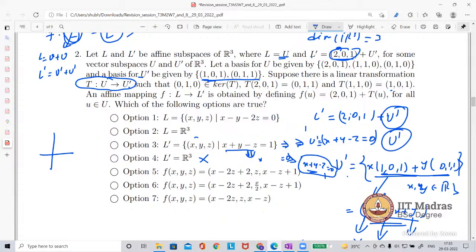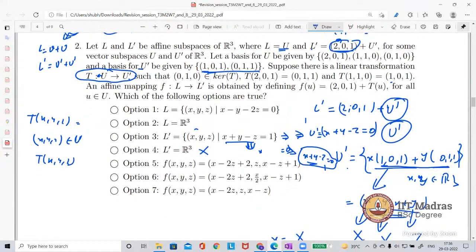Let's quickly do it, otherwise time is going very fast. So we want to find T in the expression form of x, y, z. Assume, let's take a vector x, y, z from U and apply T on this. That's the best way.